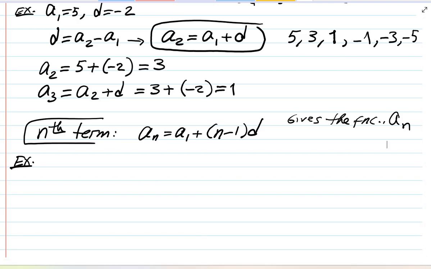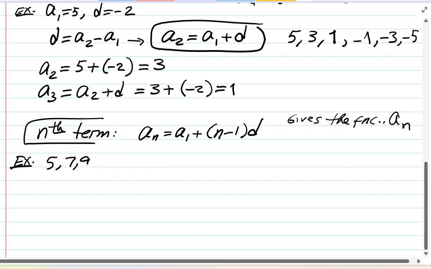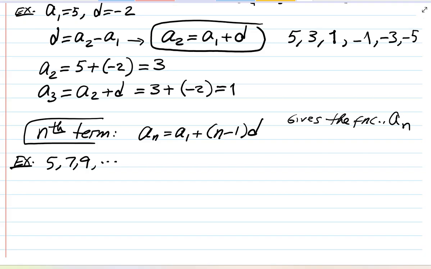So here's how this works. Let's say I make up a sequence 5, 7, 9, 11, 13, 15. As long as they're equally spaced, this time the difference is 2. 7 minus 5 is 2.